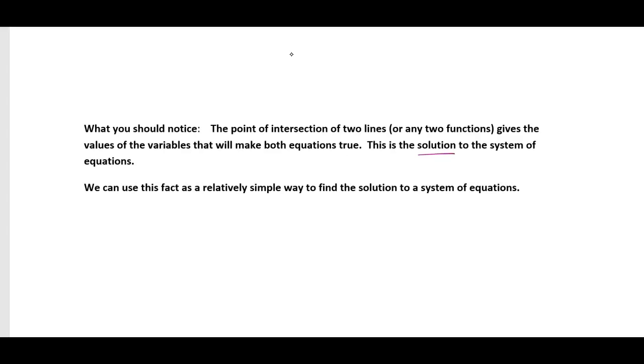If you're given a point and asked if it's the solution to the system, you just replace the x's and y's in both equations and see if they're both true. If only one of them is true and the other one is not, it's not a solution to the system. It has to make both equations true. So that's a relatively simple way to find the solution to a system of equations.